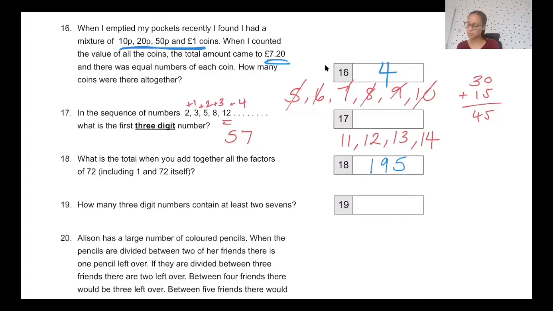So 11 plus 12 plus 13 plus 14 is 50. 50 add 57 is 107. So our answer there, the first 3-digit number is 107. I know it's not going to be the number before that because we're adding more than 7 at this point. So that will be the first one that we get to.